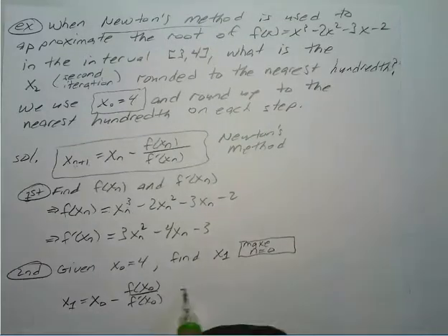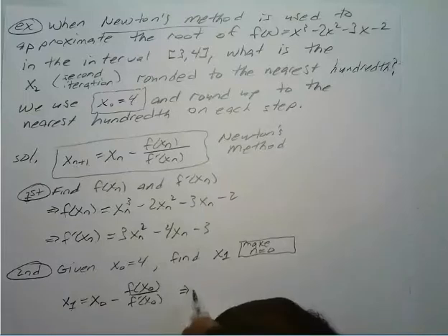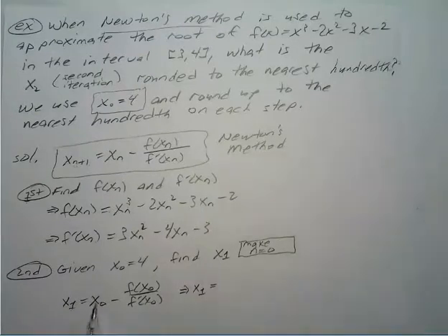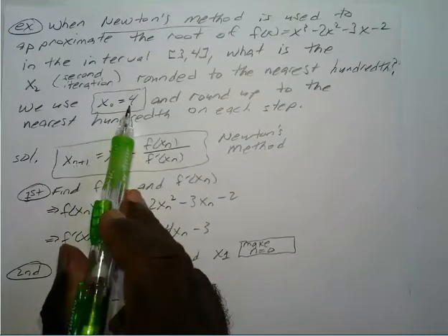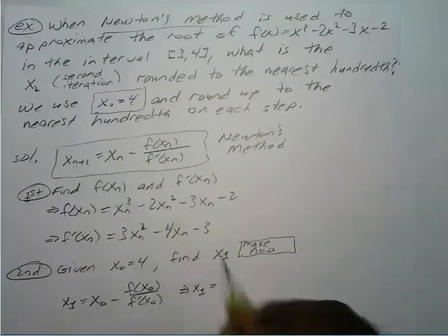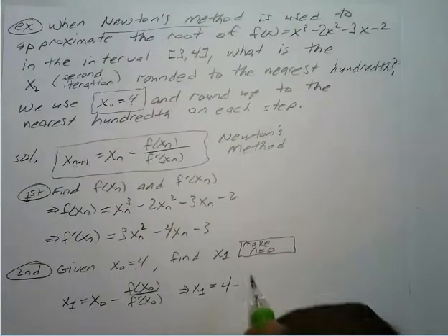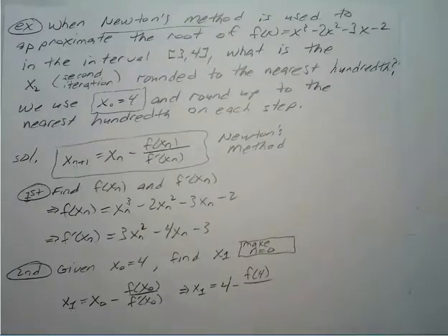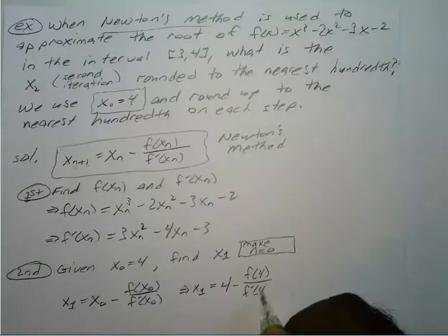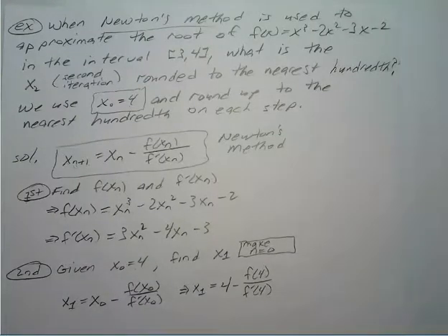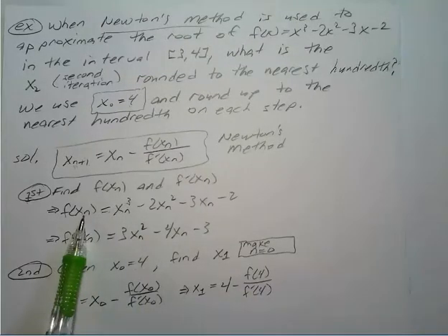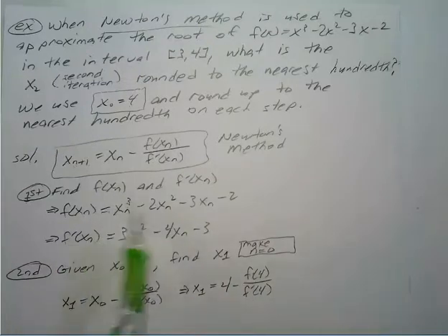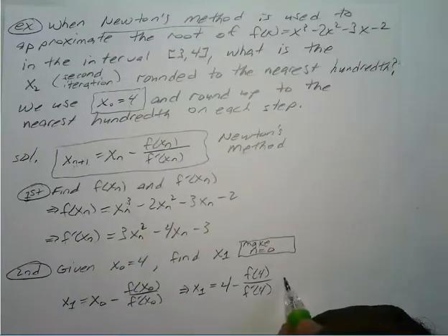So if we fill in everything, that means x sub 1 is equal to x sub 0. We already know that that's 4. You wrote it down here too. That's 4, minus f of x sub 0, which is f of 4, all over f prime of 4. So now all we have to do is replace our x sub n with 4. All of those get replaced with 4.